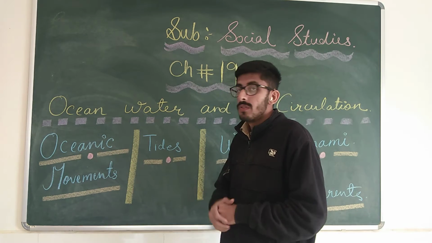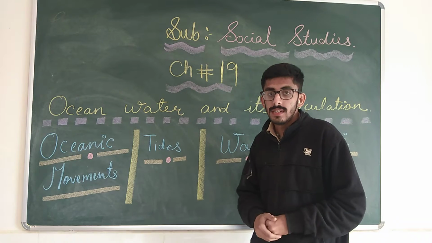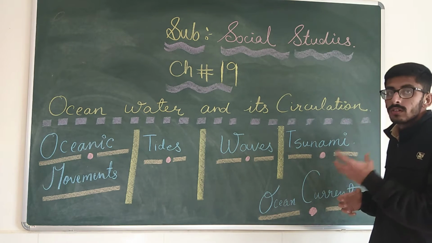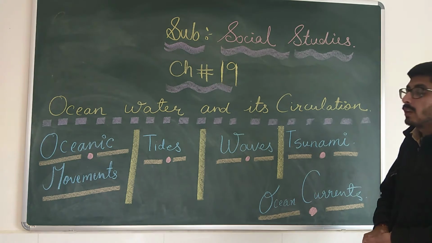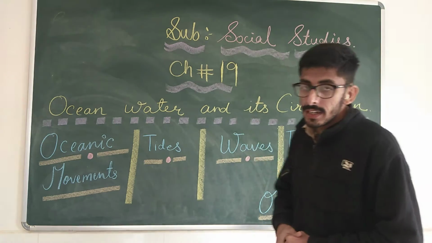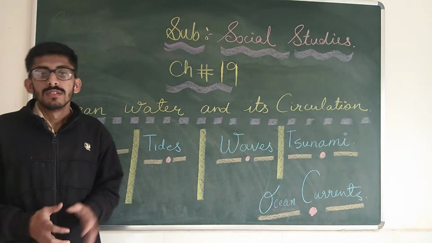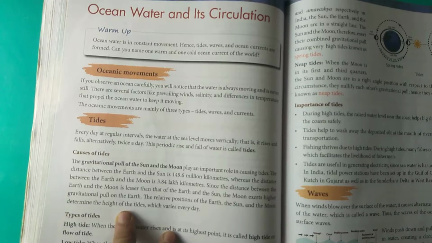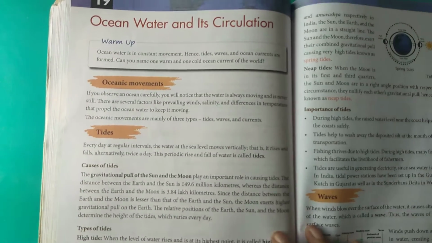Oceanic movements: we will be studying what tides are, which come twice in a day, waves, tsunami, how the occurrence of the tsunami happens, and oceanic currents. So we will be going further and continuing chapter number 19, Social Studies, Ocean Water and its circulation.